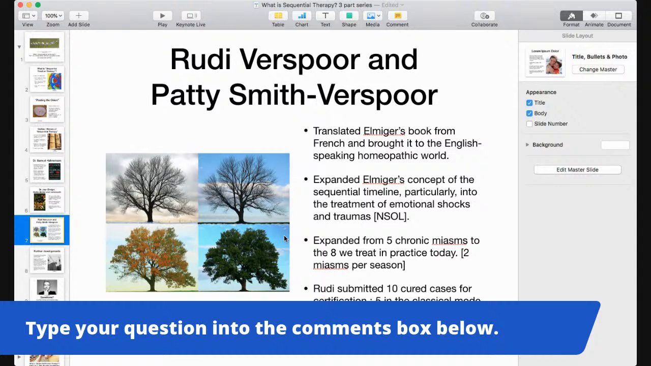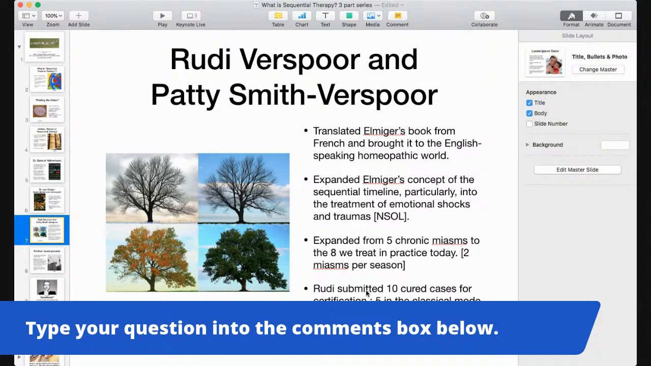But just putting this into context, that's what comes now at the end of the timeline, and how Rudi and Patty expanded that. Just as an interesting side note, and we're going to see this also in the next slide in another form, somewhere in these years, Rudi had submitted 10 cured cases for a certain homeopathic certification, and he submitted 5 which were in the classical mode, just based on treating the symptoms, and then he presented 5 of his cases in this new sequential mode.